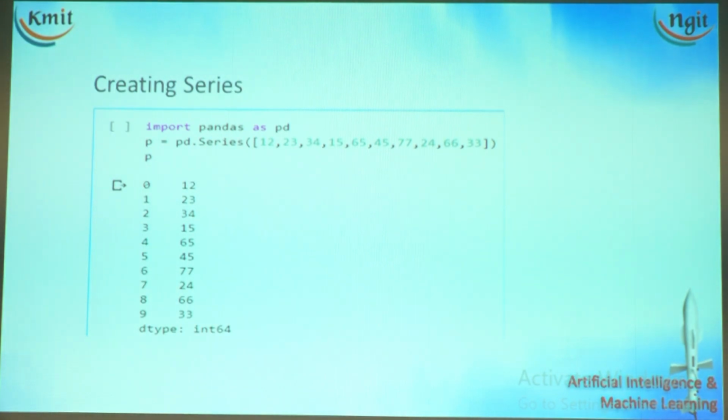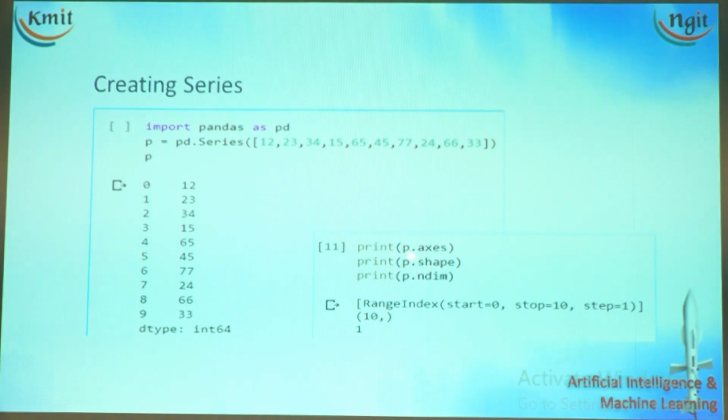What are the things that you observe in the output which are extra to what you have given? Index, base and data type. By default, when you create a series, it gives you the type of the data which is present inside it, and the index, right? Was it possible in a list? No. Okay. Next.